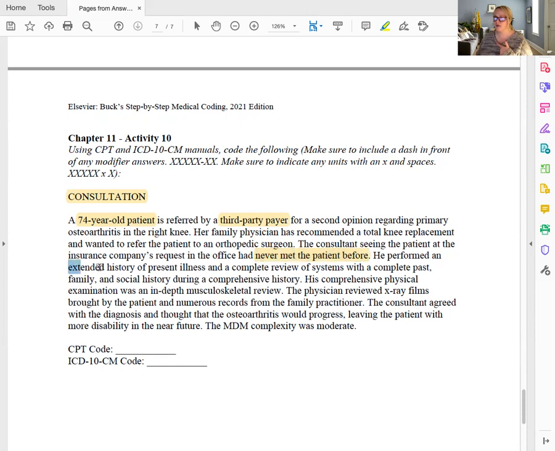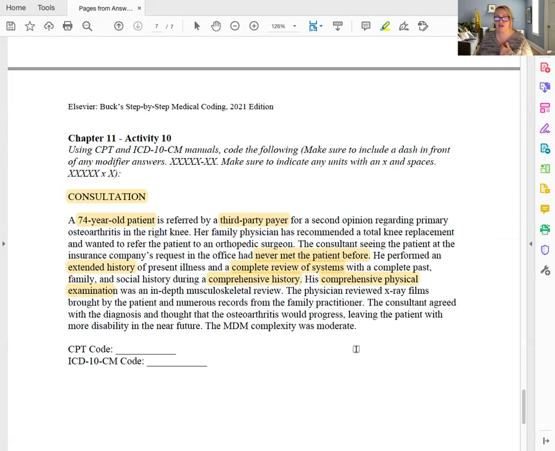and did in fact perform an extended history, complete review of systems to identify a comprehensive history, a comprehensive physical exam, and review of x-rays and films, and so on and so forth. The last two things that are required in a consult are, so he did provide the consult. He did provide a service to the patient.